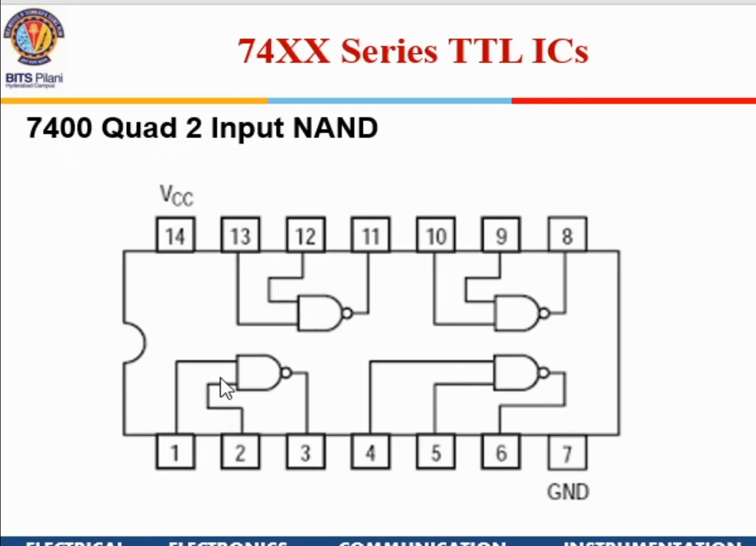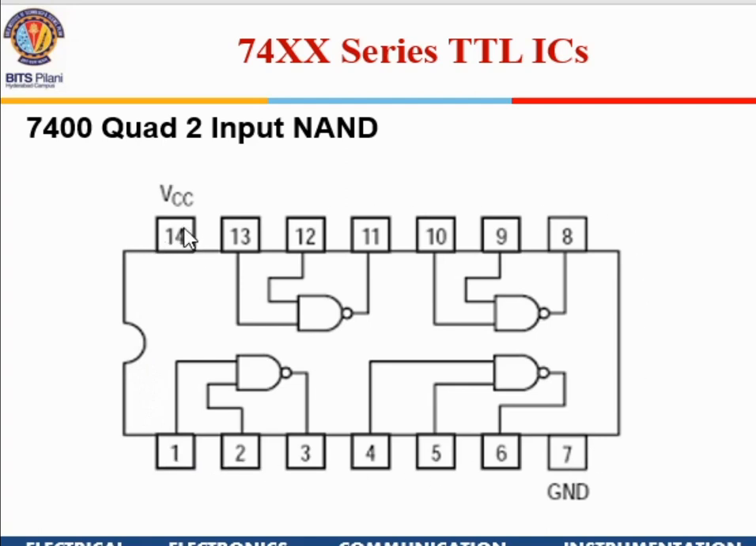Two inputs means each of these gates has 2 inputs. If you see the pin configuration, there is a notch on the IC. This is a standard for all ICs. There will be a notch when you look from the top of the IC, and the pins will be on the bottom. You will number the pins 1, 2, 3, 4.